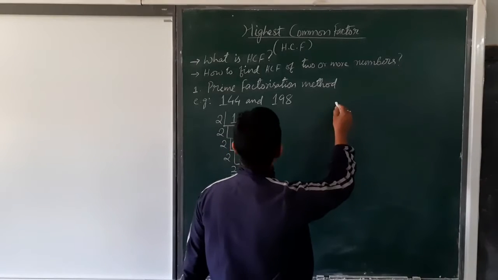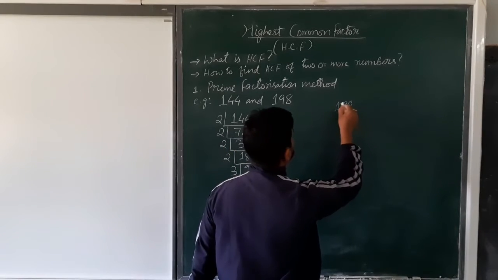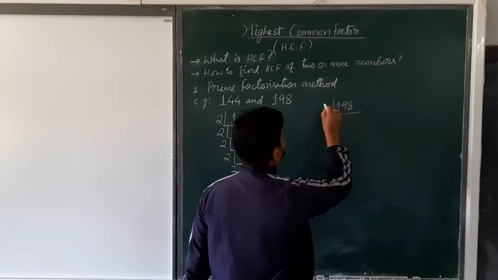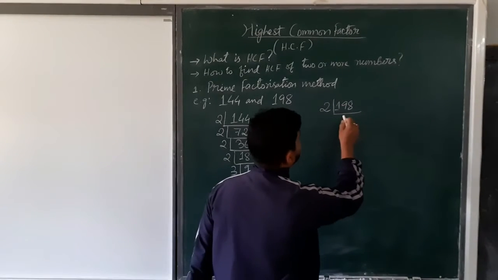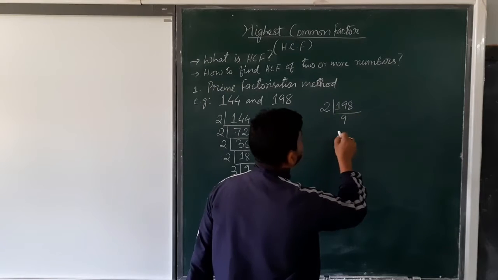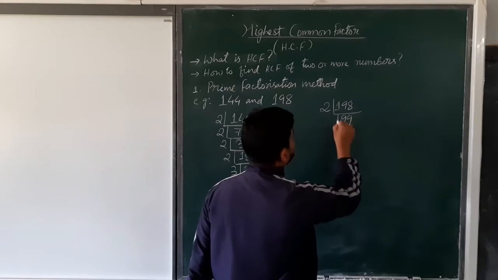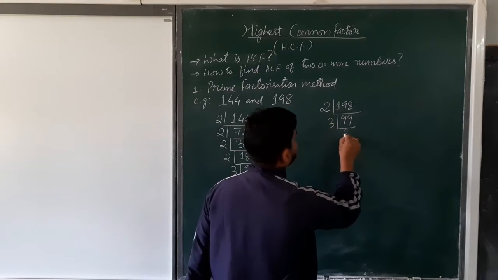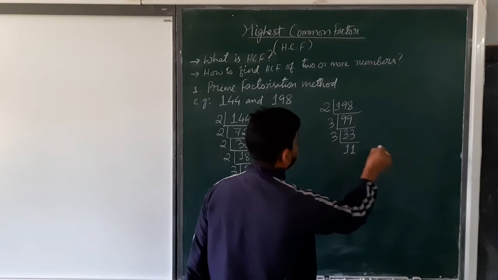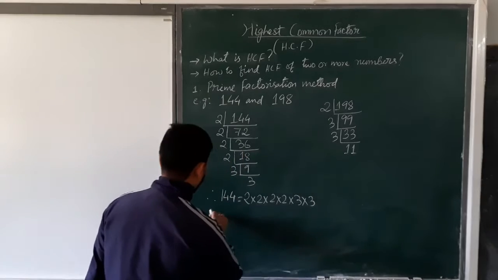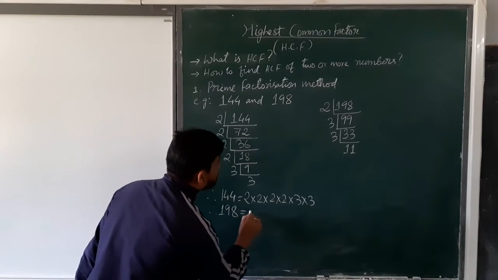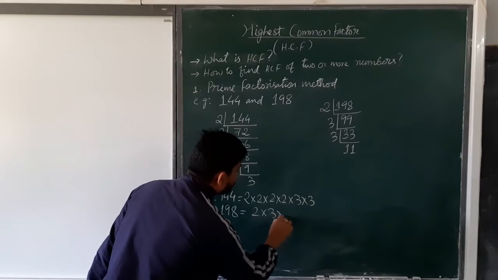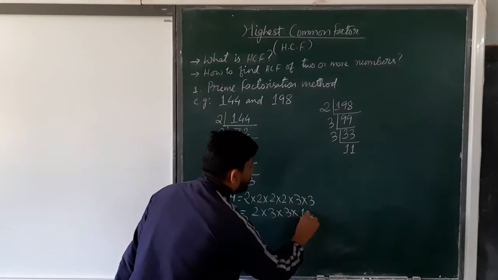First let us find out the prime factors of 198. Since it is an even number, we start with 2. 2 99s are 198, 3 33s are 99, and 3 11s are 33. So therefore the prime factors of 198 are 2 into 3 into 3 into 11.